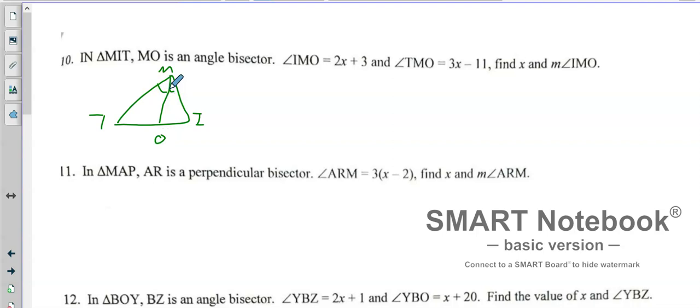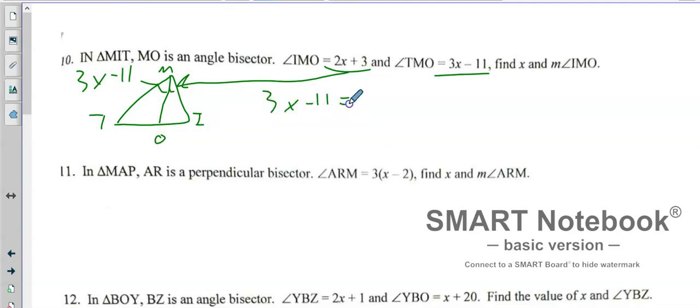All right. So IMO, 2x plus 3, that's right there. TMO, that's right here, is 3x minus 11. So we just set them equal to each other. 3x minus 11 equals 2x plus 3. Subtract 2x, add 11, and you're done.